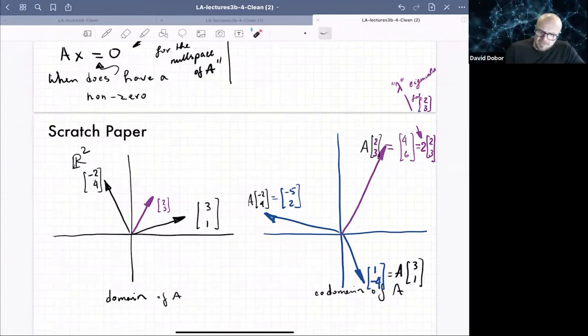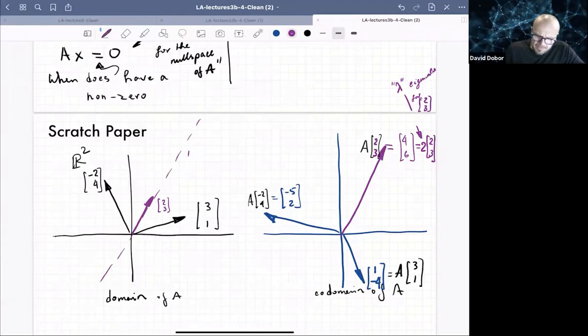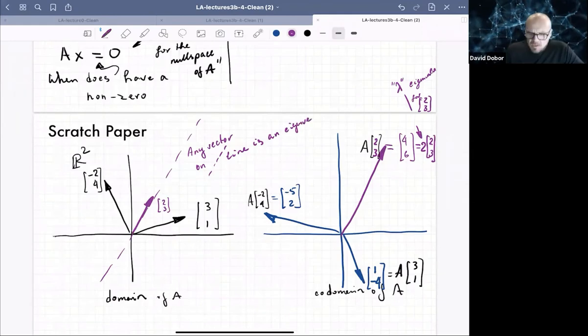But any vector on this line is an eigenvector, and all those vectors in that purple line have this associated lambda 2, which means that all of them get stretched twice. So the 4, 6 vector, for example, gets taken to the 8, 12 vector.